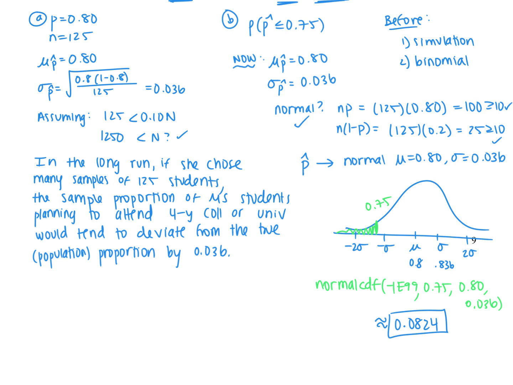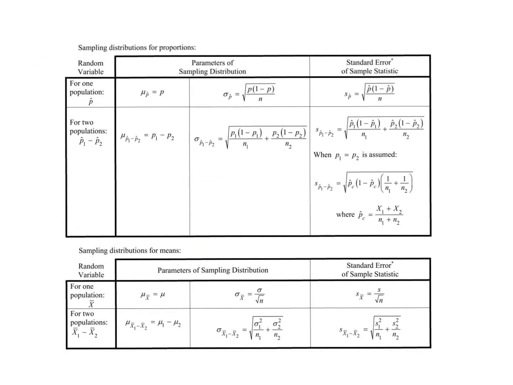One last thing I forgot to tell you. Can I keep going? This is at the beginning of your packet. This is the formula sheet, the AP formula sheet. So you're going to notice sampling distribution for proportion. We are looking at one proportion, so it gives you the mean formula. It gives you the standard deviation formula. That formula all the way on the right we haven't done yet, and it's not going to matter to us for right now.